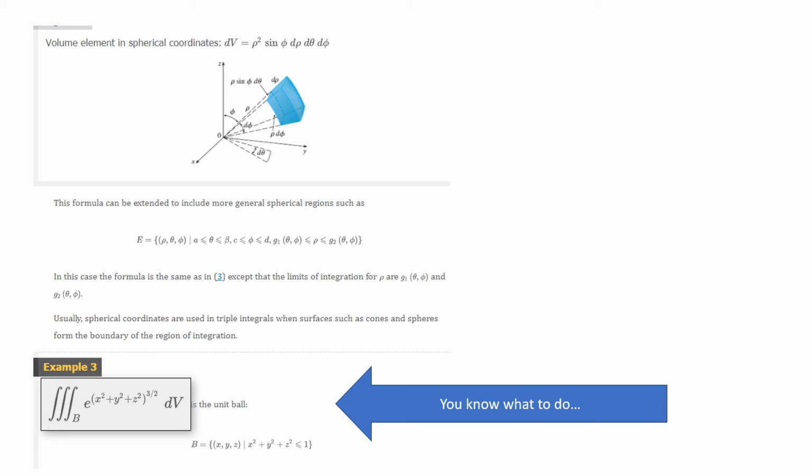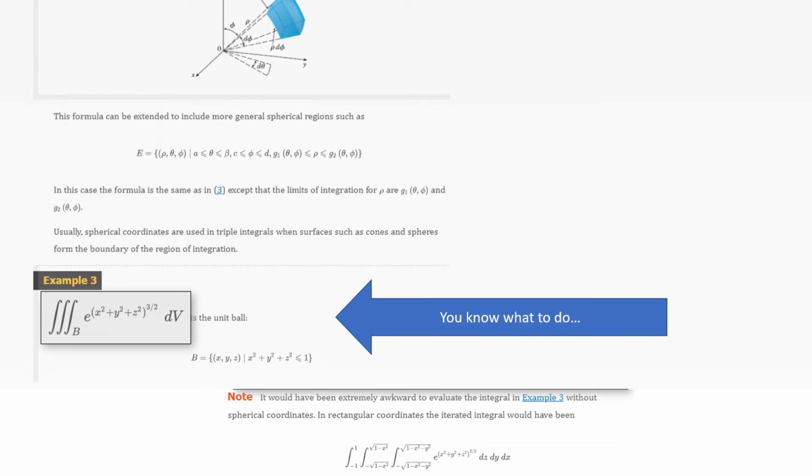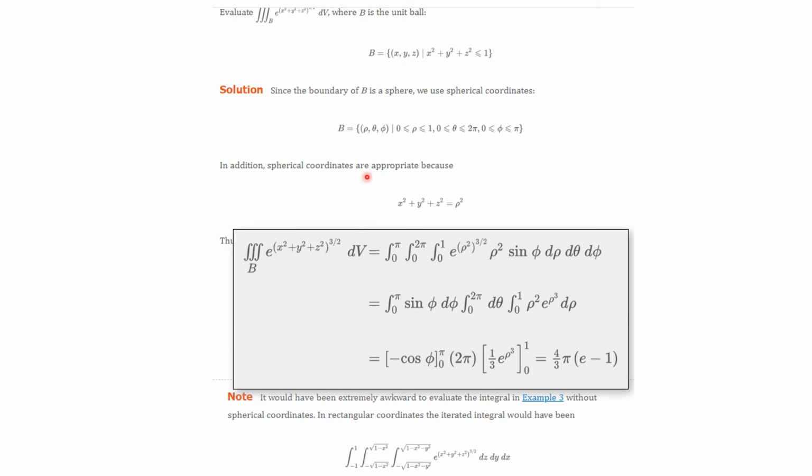Let's see how you did. Okay, well, we're going to make note that x squared plus y squared plus z squared is equal to rho squared. And B is, in fact, the whole unit ball. So rho is going from 0 to 1, theta is going from 0 to 2 pi, and phi is going from 0 to pi. So this integral becomes this iterated integral.